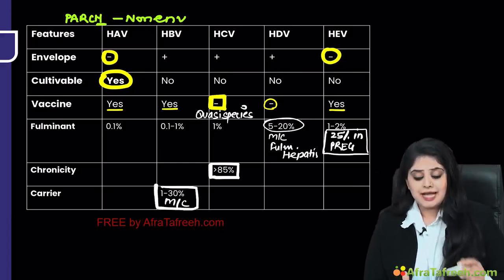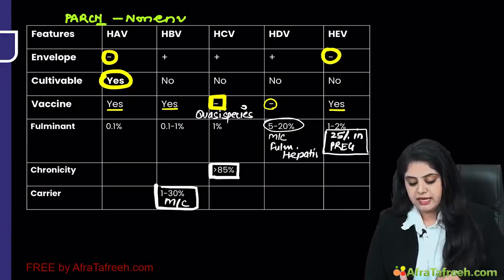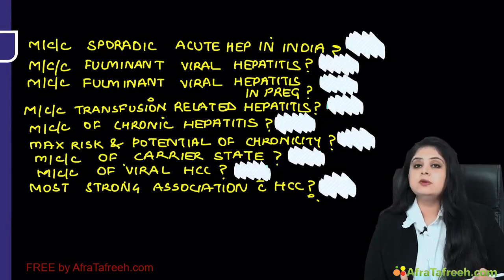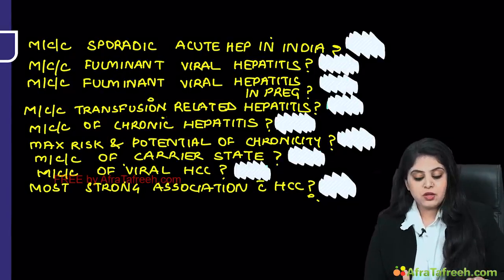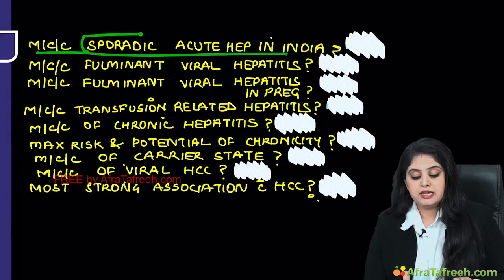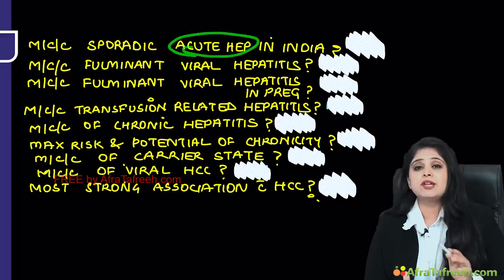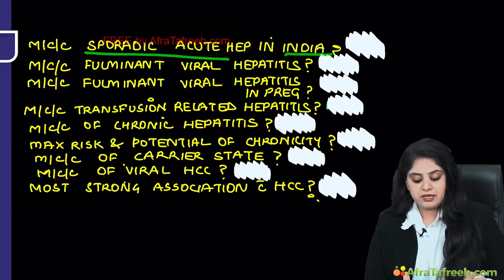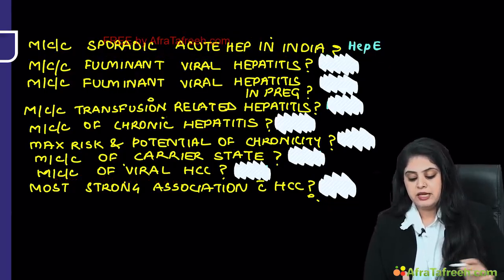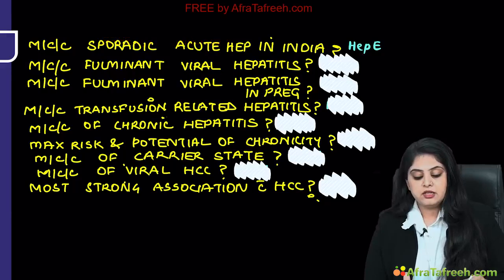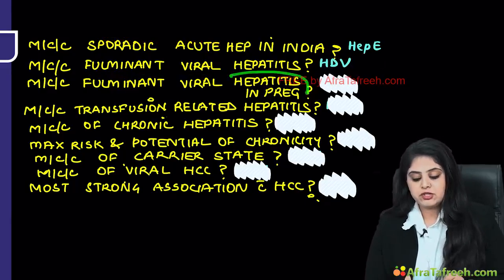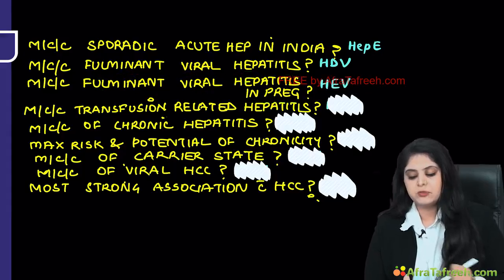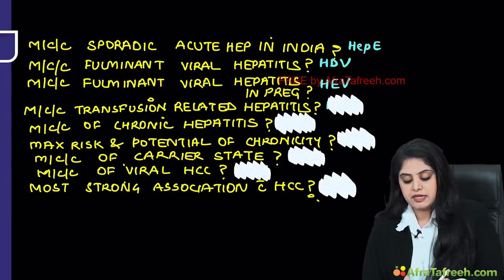For that matter, I am going to give you a list of the most commons right at the end, or if you want, we can take it up right now. I've got it for you in the form of a reveal and hide mechanism. If I ask you, which is the most common cause of sporadic acute hepatitis, the gastroenteritis one, in India, your answer is going to be hepatitis E. Coming to the next, the most common cause of fulminant viral hepatitis, as I just told you, is hepatitis D. But if I change the question to fulminant hepatitis in pregnancy, your answer will become hepatitis E.